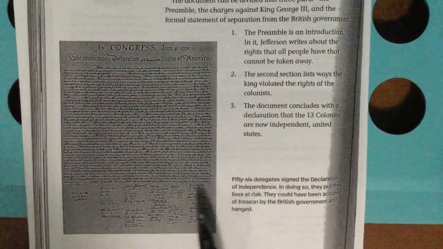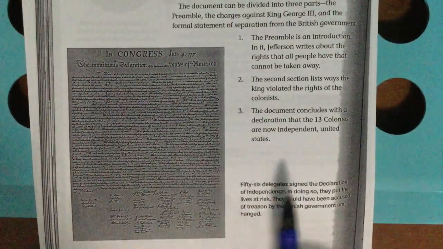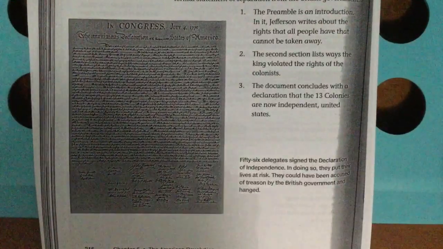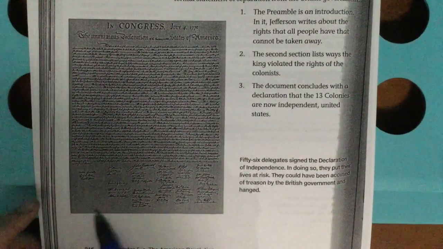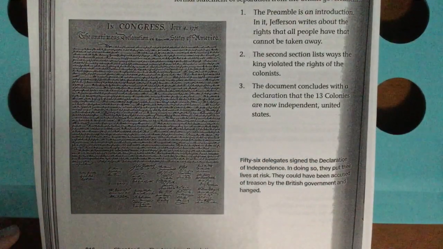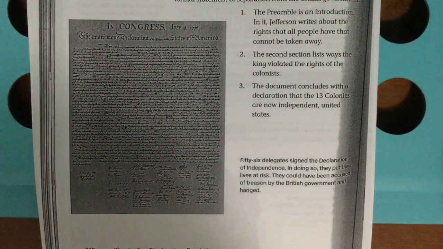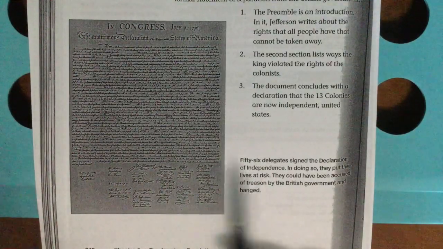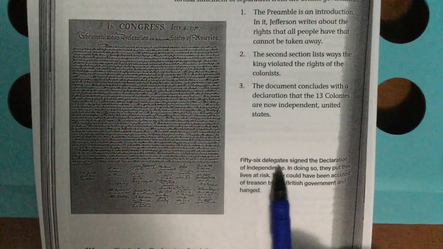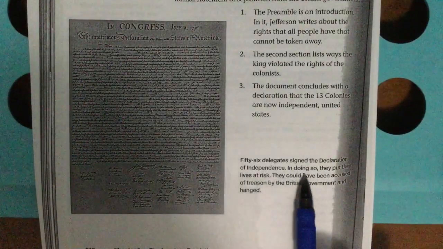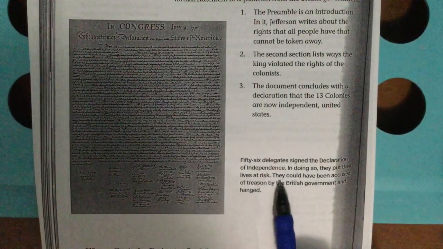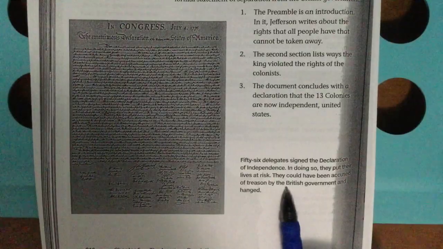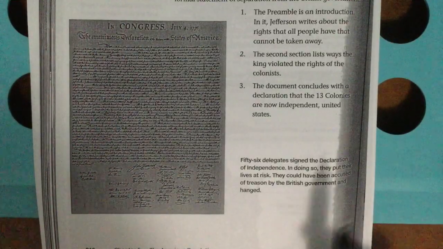Okay, and this is an example copy of the Declaration of Independence. When we come back to school, you'll have to ask Miss Johnson. She has an actual life-size replica document of the Declaration of Independence that she can show you, and you can see a little bit clearer. It says 56 delegates signed the Declaration of Independence. In doing so, they put their lives at risk. They could have been accused of treason by the British government and hanged.